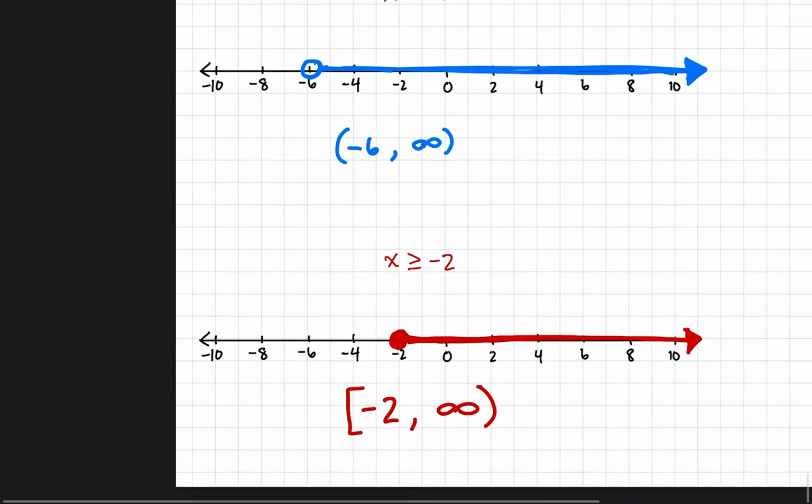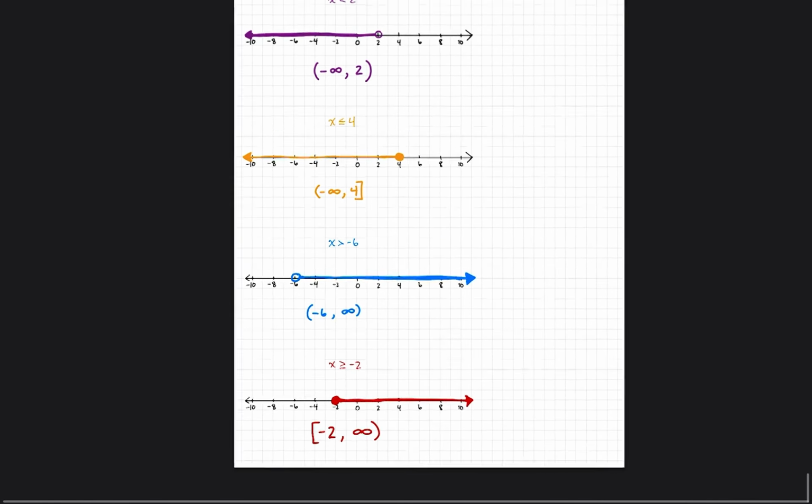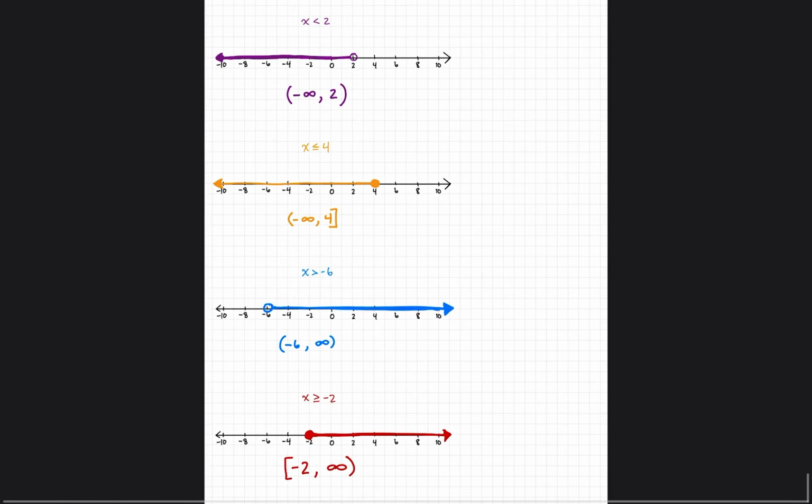So let's take an overall look at all of these. Notice that when we are less than or equal to, we're starting at negative infinity and ending at the number. When we are greater than or equal to, we're starting at a number and ending at infinity. This will be true for all the inequalities that you come across this week.